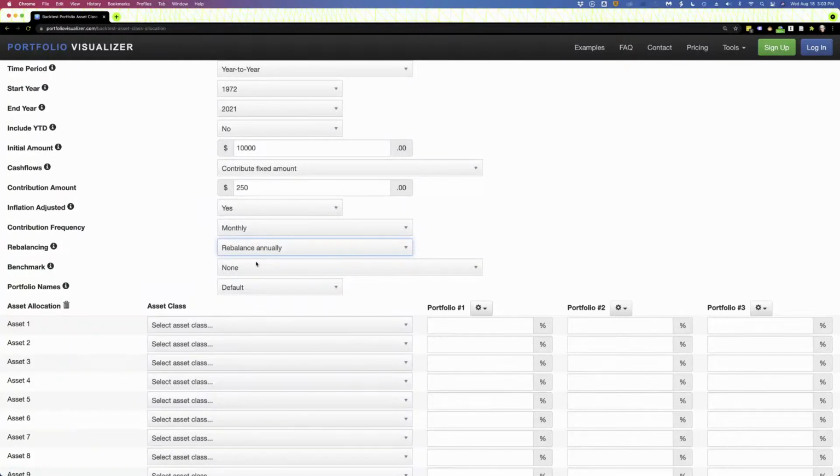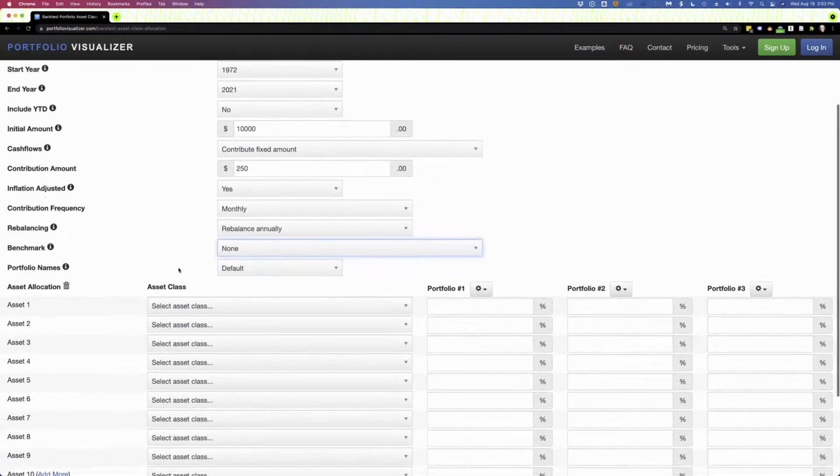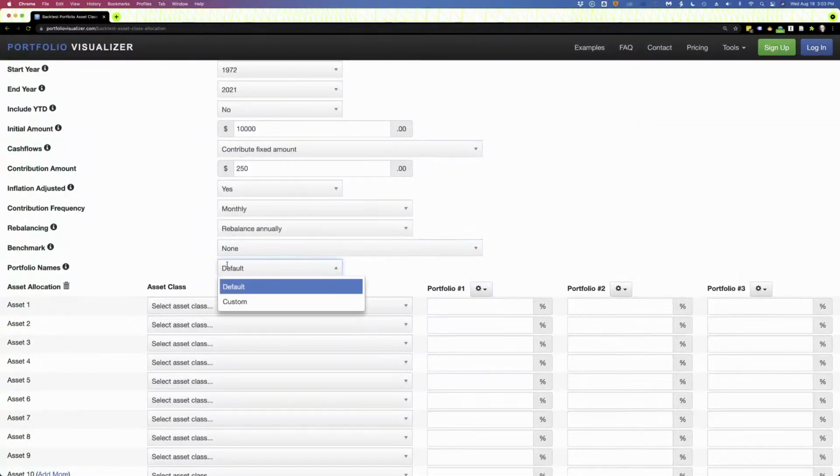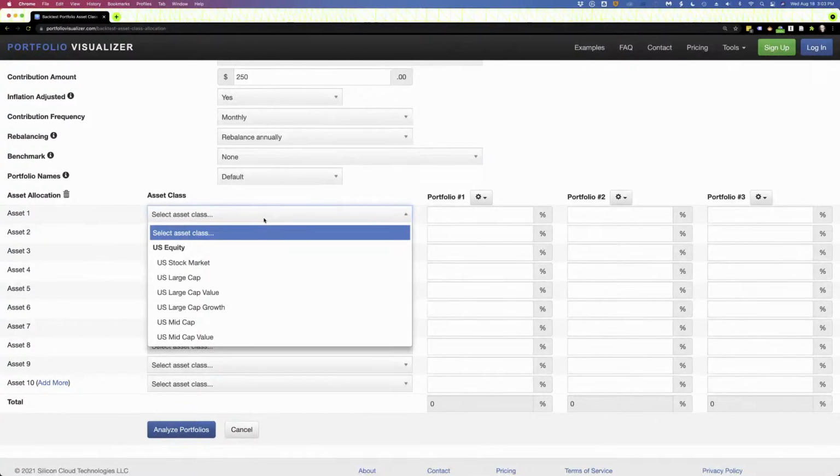You can compare it to a benchmark if you want to, your portfolio, and you can give it a name. And we'll come back to that actually. So we're really where we get into the asset classes we want to model. And you can pick from a pretty extensive list.